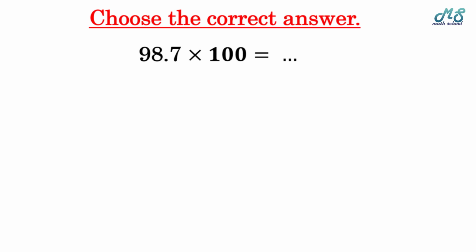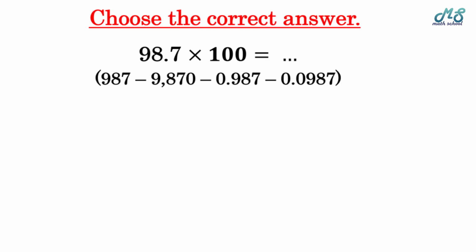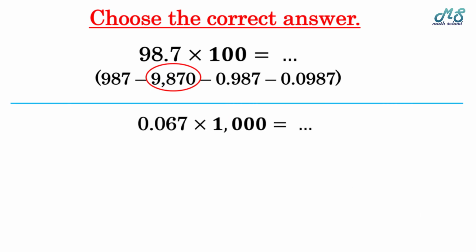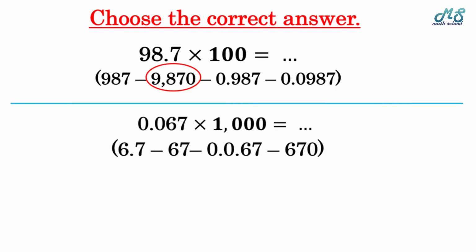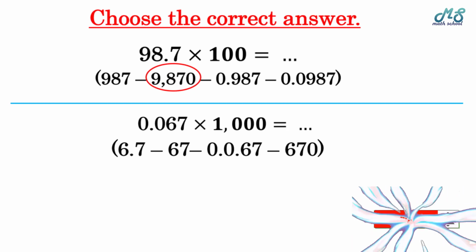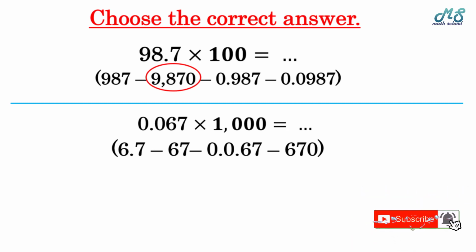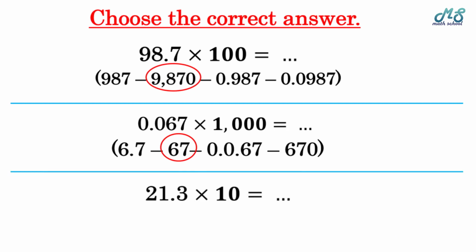Let's have an example. Choose the correct answer. Number 1, 98.7 times 100. Now move the decimal point to the right 2 decimal places. We have just 1 decimal place, so you have to insert 1 zero. It will be 9870. Next, 0.067 times 1000. Just move the decimal point 3 decimal places. Yes, it will be a whole number. It will be 67.